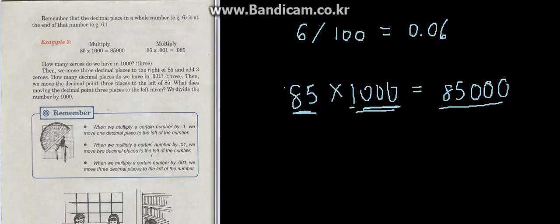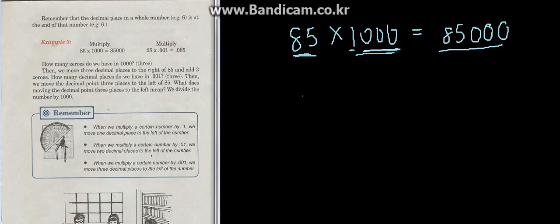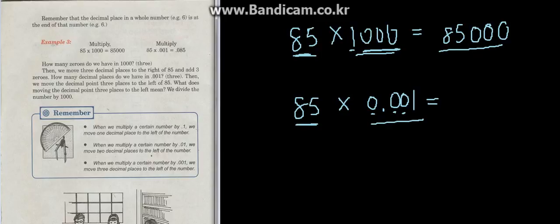Okay, how about for the next multiplication? We have 85, the same whole number, but this time we are multiplying it by a decimal number, which is 1/1,000. Okay, decimal number. We do something different. We don't write down zeros here. First, you have to count how many zeros are in front of the 1. You have 3 zeros. And then multiply 85 times 1, which is just 85.